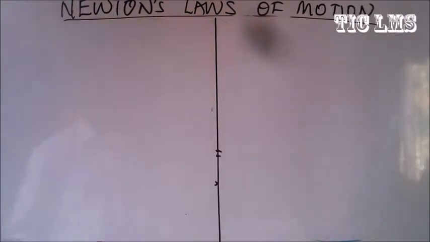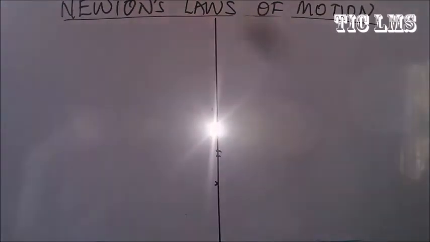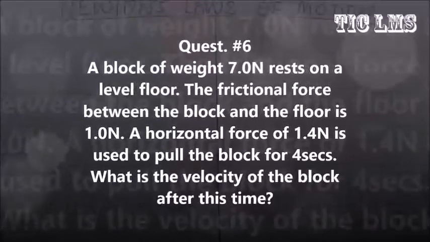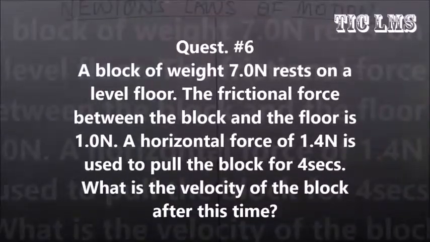Alright, here's the next question, which says a block of weight 7 Newton rests on a level floor. The frictional force between the block and the floor is 1.0 Newton. A horizontal force of 1.4 Newton is used to pull the block for 4 seconds. What is the velocity of the block after this time?